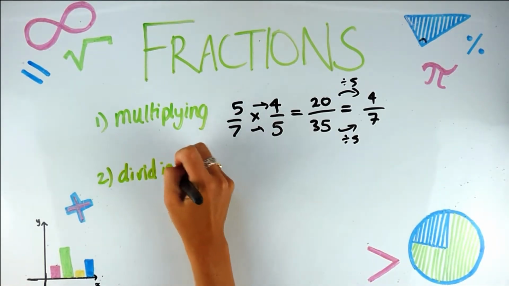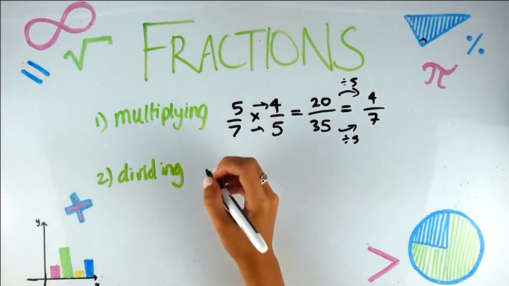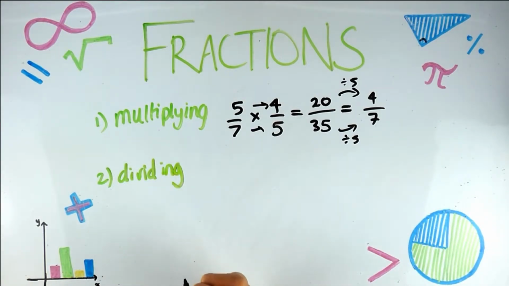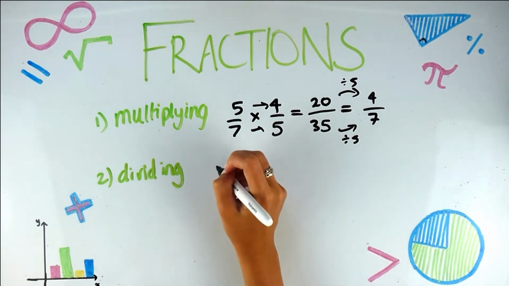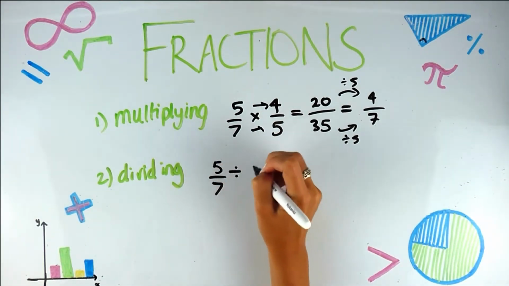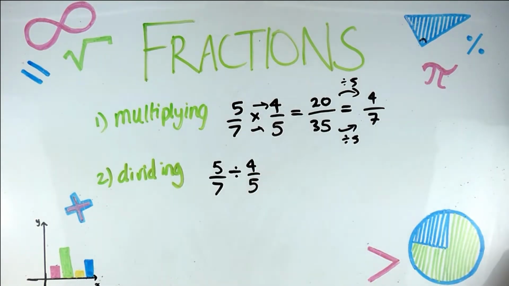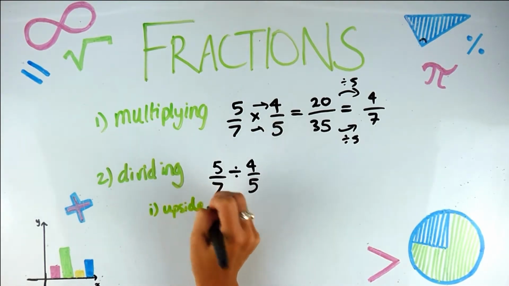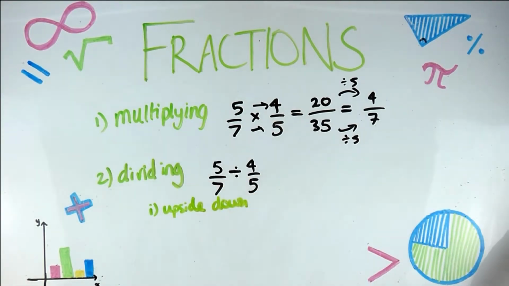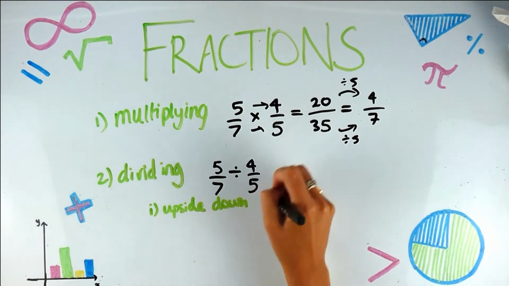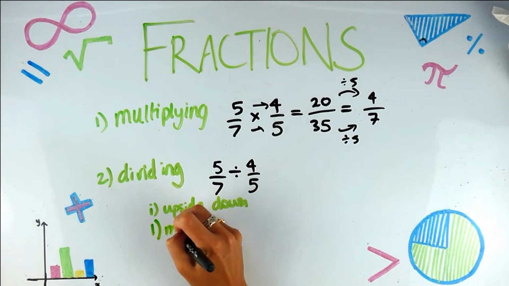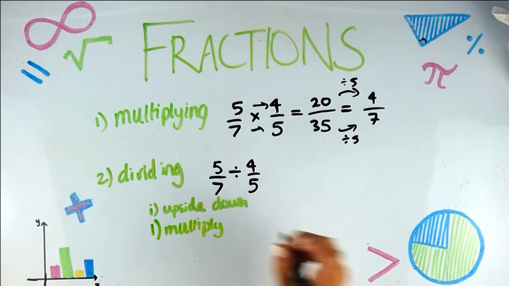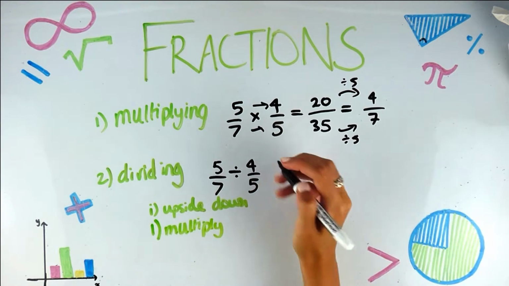Dividing. So dividing fractions. This one, I'm just going to use the same numbers, so 5 over 7 divided by 4 over 5. Now what you do, there's just one extra step to multiplying, and you turn it upside down again. Upside down, I'm gonna turn. Every time upside down comes up, I'm gonna sing that song. So you turn it upside down, and then you go back to step 1, which is multiply. So it's just one extra step to multiplying in dividing fractions.